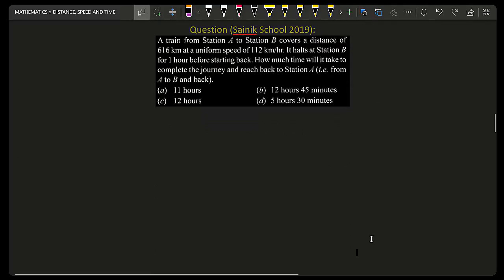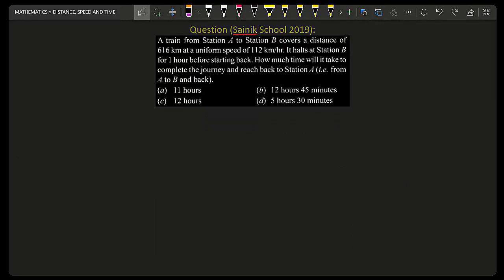A train from station A to B covers a distance of 616 kilometers at a uniform speed of 112 kilometers per hour. It halts at station B for 1 hour before starting back. How much time will it take to complete the journey and reach back to station A from A to B and back? Okay, the time we have to find.